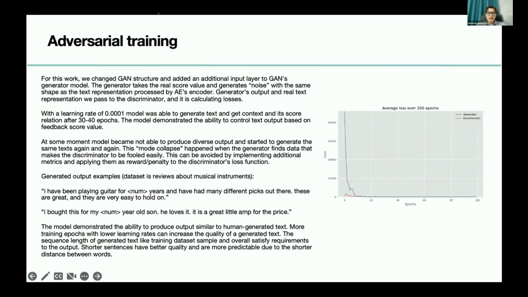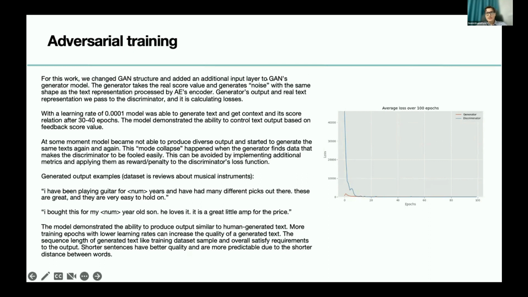In adversarial training, after we completed autoencoders training, we achieve our result in about 20 epochs. And our model started to produce really good output.